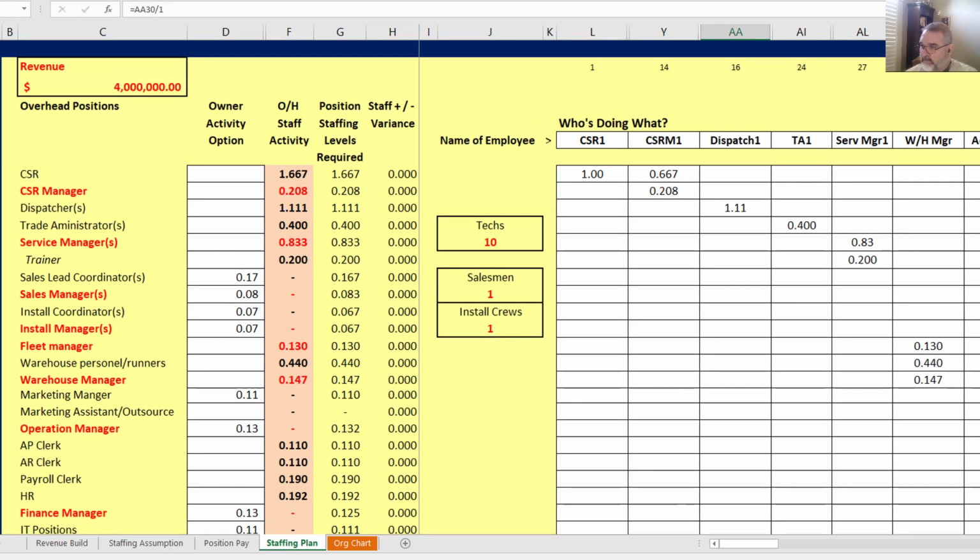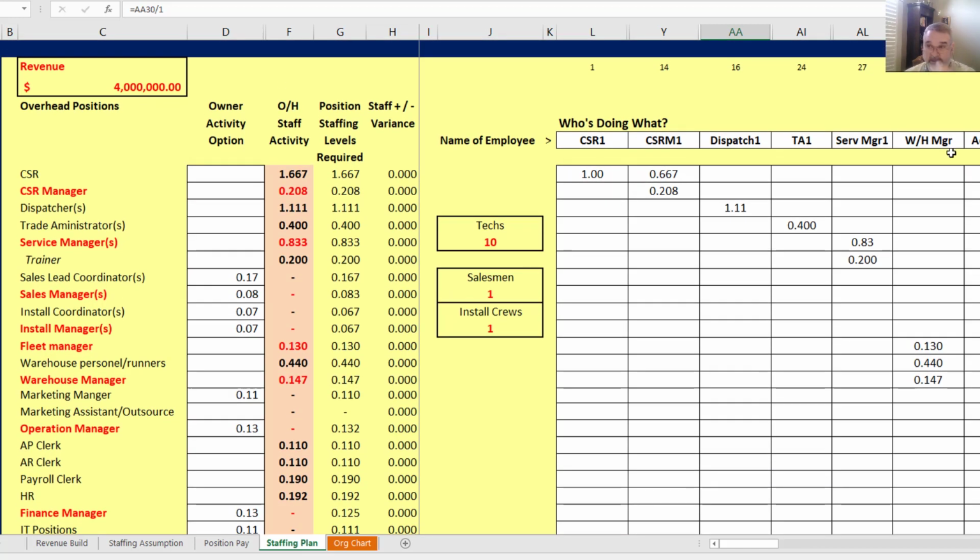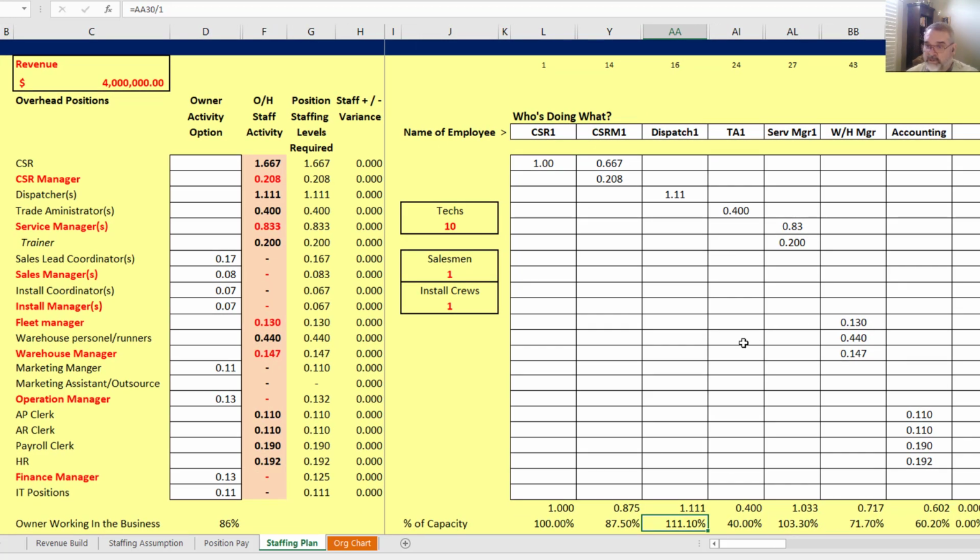Now, there's a whole story that I have about a guy stretching one of his people out to 236%. That didn't go so well for him. Let me bring this thing down so we can see it. Okay. I got trade administrator 0.4, so that's right here.